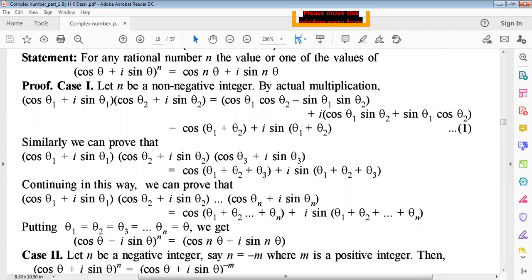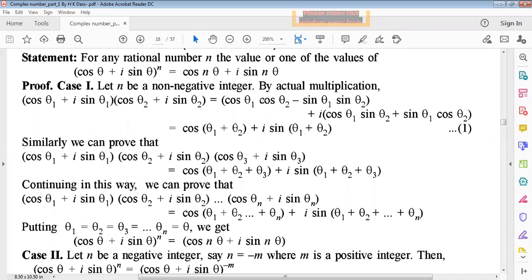Now for case 1, if n is a non-negative integer, 1, 2, 3, any one. By actual multiplication, suppose cos theta 1 plus i sin theta 1 and cos theta 2 plus i sin theta 2, for n equals 1 and n equals 2. Now this multiplication will be cos theta 1 multiplied by this, plus i sin theta 1 multiplied by this. We get cos theta 1 cos theta 2 minus sin theta 1 sin theta 2, since i squared equals minus 1. Now i times cos theta 1 sin theta 2 plus sin theta 1 cos theta 2.